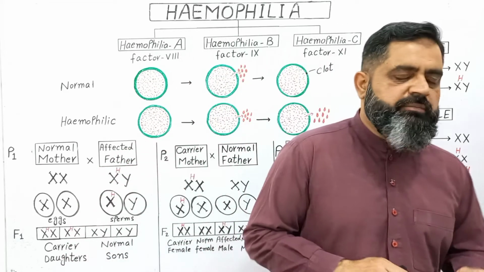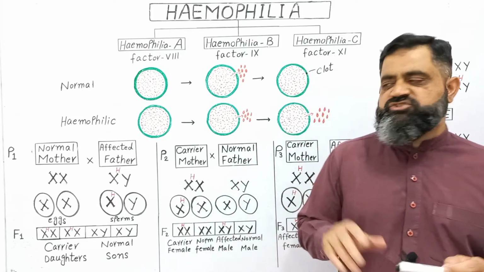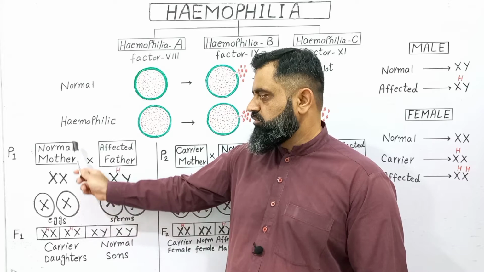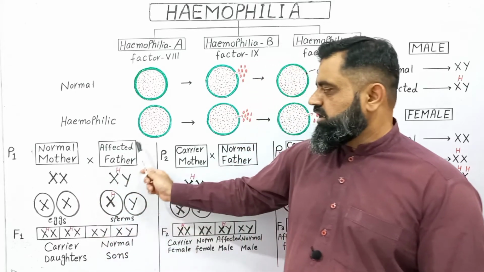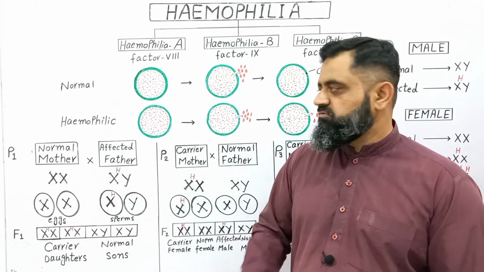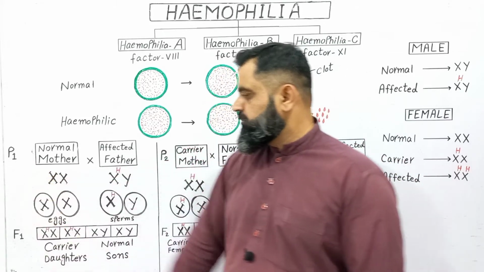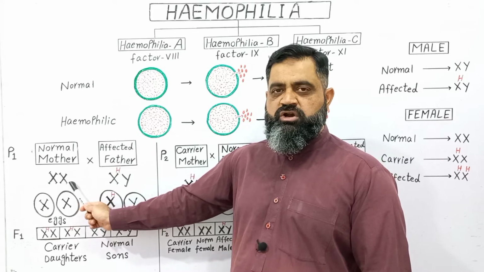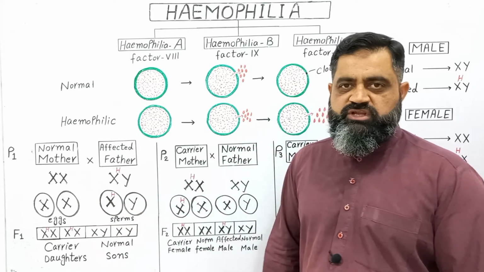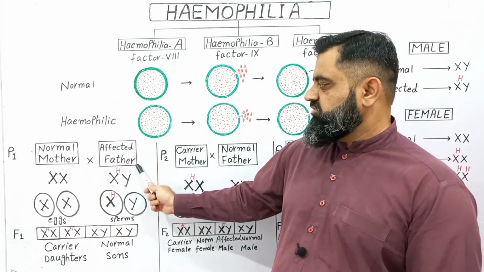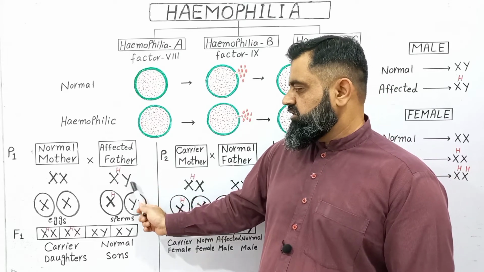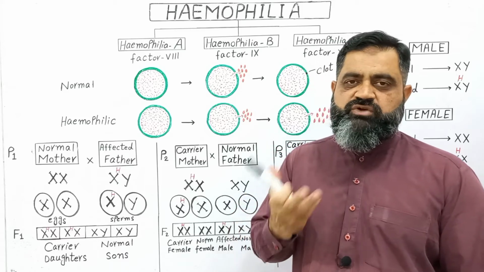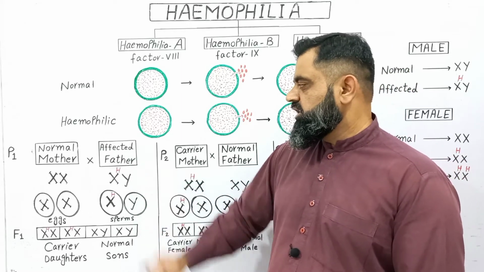I have made a cross for you to understand its genetics. First of all, we are going to take a cross between a normal female, normal mother, and an affected, hemophilic father. We will represent it as parent 1. In the normal mother, there are two chromosomes, X and X. They both are normal. There is no hemophilic gene on them. While the affected father is hemophilic, his X chromosome carries a gene known as H, so that is why he is hemophilic.